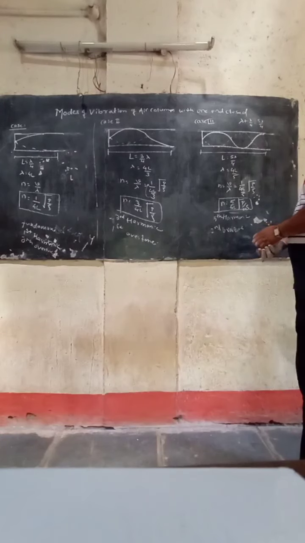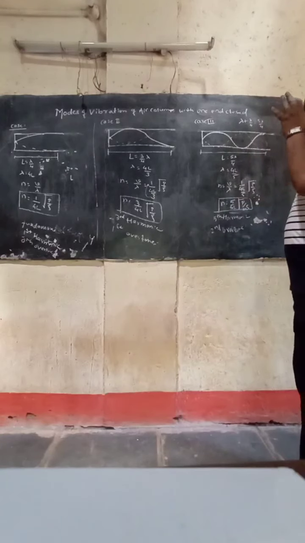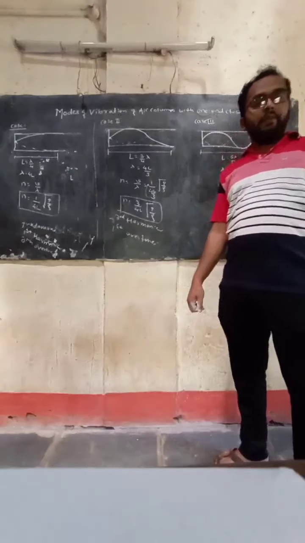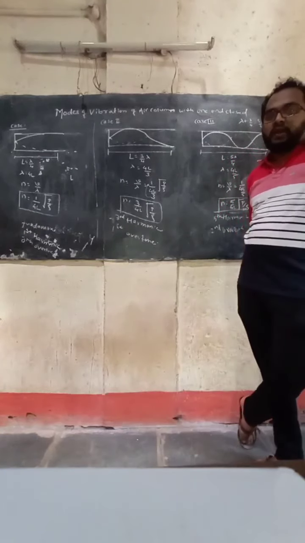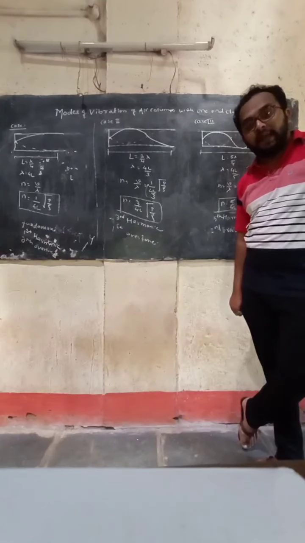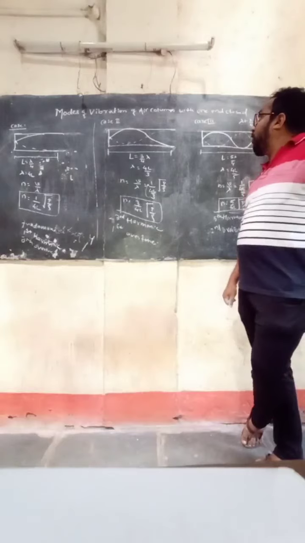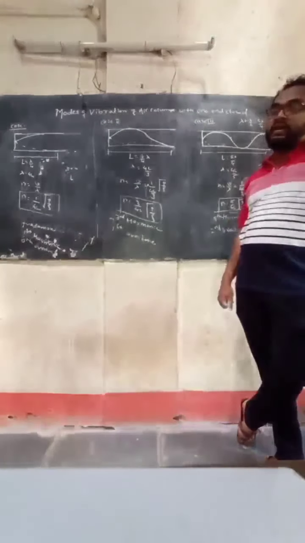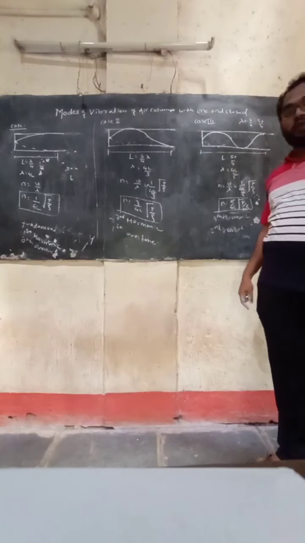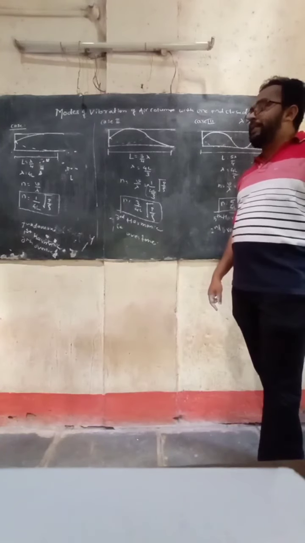So these are the 4 cases we have seen, 4 modes of vibration. First is vibration of string fixed at both ends, vibration of string free at one end, then vibration of air column open at both ends, and vibration of air column with one end closed and one end open.